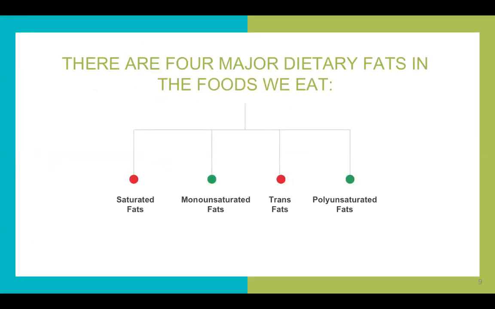And then this is just another thing to talk about. There are 4 major dietary fats in the foods we eat. The red dots are the bad fats and the green dots are the good fats. So we're going to talk about all 4 of these in the next few slides.